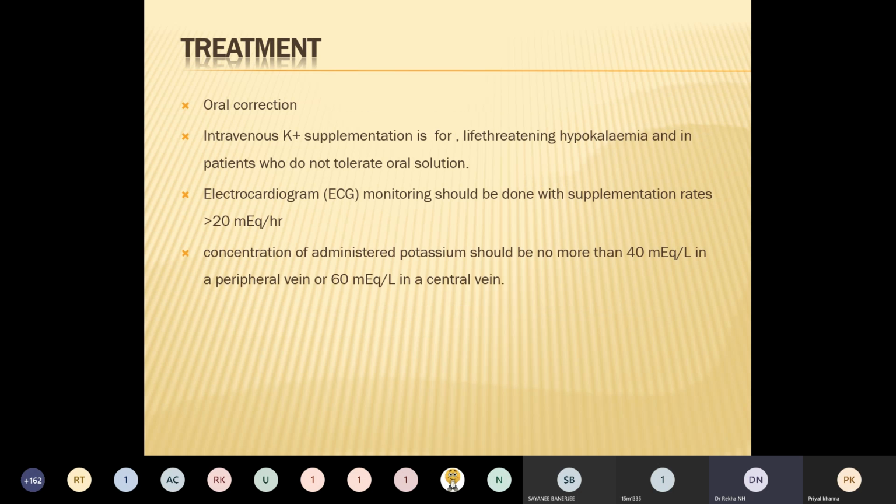Once we suspect hypokalemia, we can go for oral correction, if the patient's oral intake is good. For severe hypokalemia, we can even give intravenous potassium supplementation for life-threatening hypokalemia, or in patients who do not tolerate oral solution. ECG monitoring should be done with a supplementation rate of 20 milliequivalents per hour. The concentration should not be more than 40 milliequivalents in a peripheral vein, or 60 milliequivalents in a central vein. We should not give it fast.